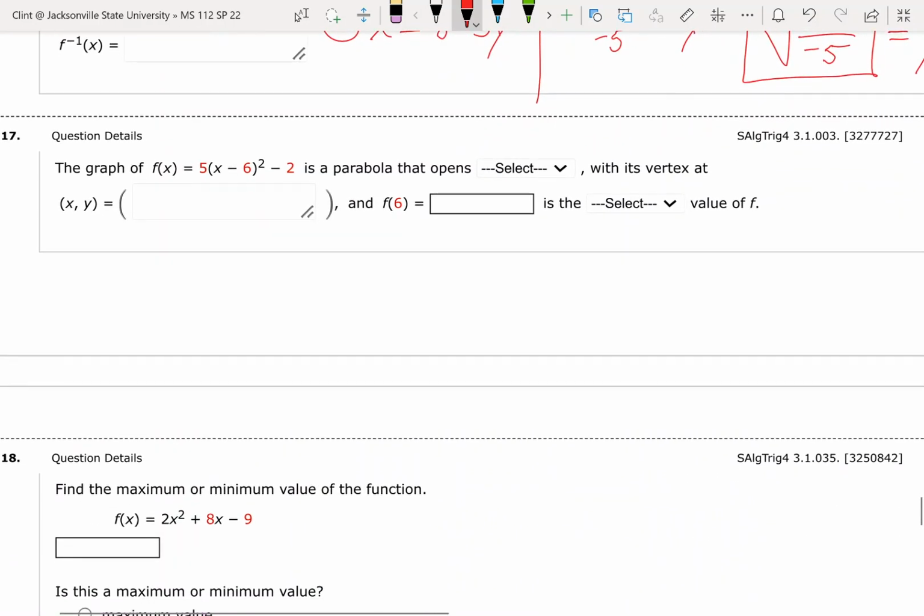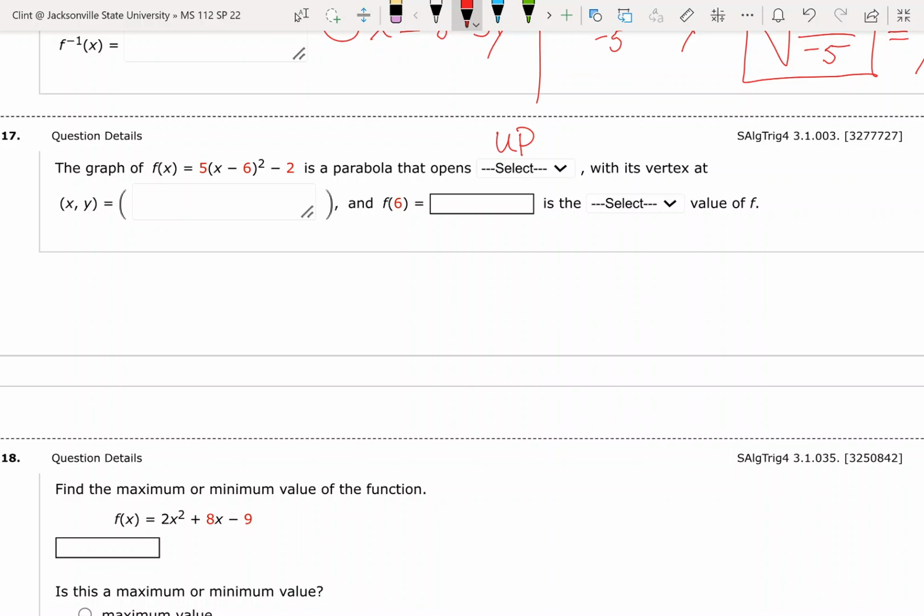Okay. Number 17. This is the graph of f of x equals 5 times (x minus 6) squared minus 2. It's a parabola. Does that open up or down? Opens up. Remember how we tell that: the number out in front. If it's positive, it's smiling, it opens up. If that number is negative, it's frowning, it opens down. This one opens up.